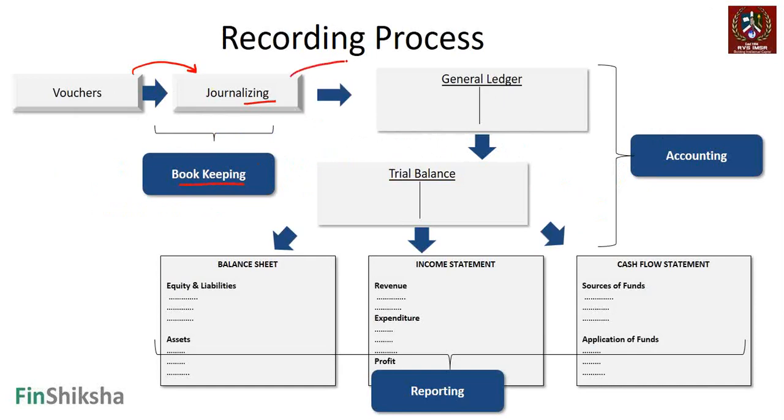From journals, you create what is called a general ledger. And from the general ledger, you will move towards a trial balance. These two processes, creating the ledger and creating the trial balance, are part of what is called accounting. And from the trial balance, you can then report the balance sheet, P&L, and cash flow statements.